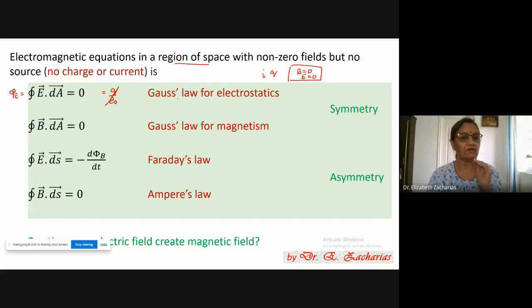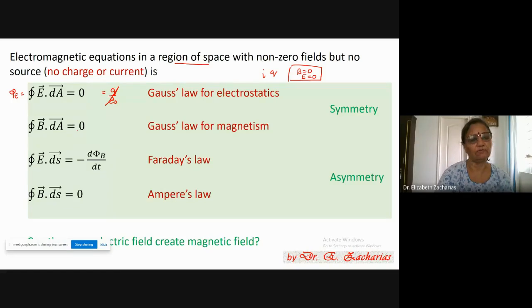Now let's write Gauss's law for magnetism. It is integral B dot dA equal to zero. The right-hand side is anyway always going to be zero, irrespective of whether there is a source or not, simply because magnetic field lines always form closed loops. So if I take a Gaussian surface with a magnetic source inside, then the number of field lines cutting out will be equal to the number of field lines cutting in. Therefore, the right-hand side has to be zero. So this is Gauss's law for magnetism.